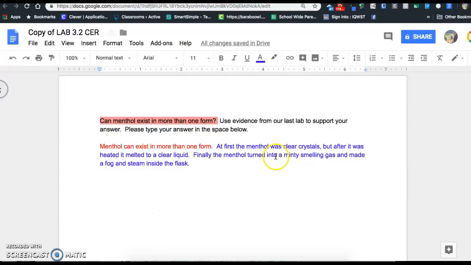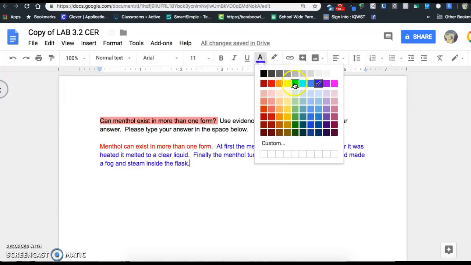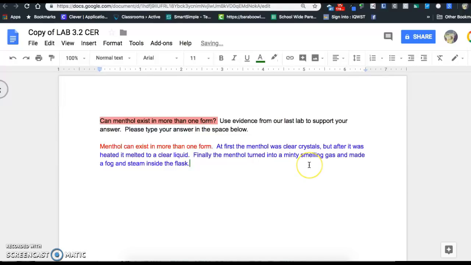Now we talked about at the beginning of class, our scientific principle for this is that matter does exist in three forms. It's solid, liquid, and gas. And menthol is matter, so it exists as a solid and liquid and gas. So that's exactly what I'm going to say here. I'm going to wrap it up by including the science. So menthol is matter, and matter can exist as a solid, a liquid, or a gas.